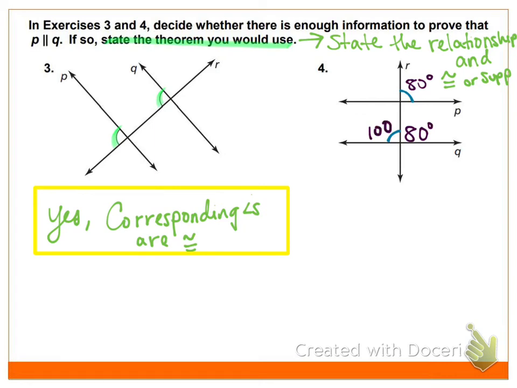100. Yeah. So, is there enough information to prove the lines are parallel? No. We don't have to write anything else. It doesn't say explain why not. It just says if there is enough information, state the theorem. Please write no.